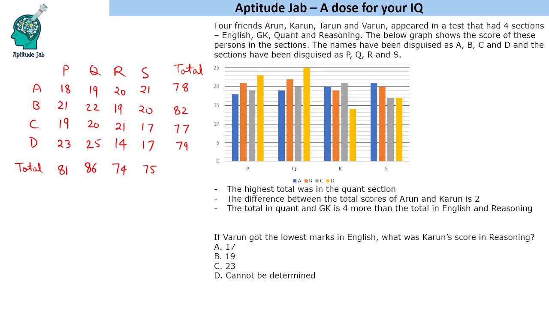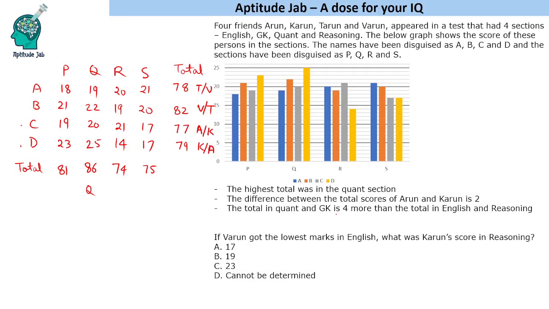Okay. The highest total was in the quant section. So this is quant. Q is quant. The difference between the total scores of Arun and Karun is 2. Now if you see among these values, the difference of 2 exists between C and D. So C and D are Arun and Karun in any order. And this will be Tarun and Varun in any order.